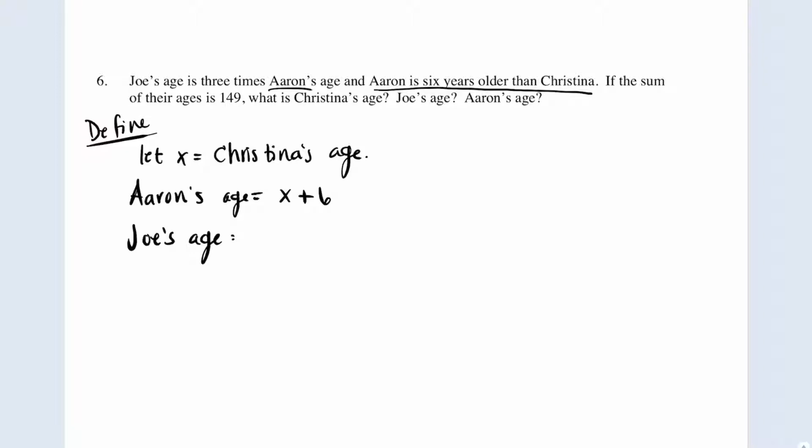Joe's age, so we know that it's Aaron's age times 3. I'm going to take Aaron's age and plug it in. Actually, I'm going to write it like this: 3 times Aaron's age. And there we go. So, what am I doing to these expressions?